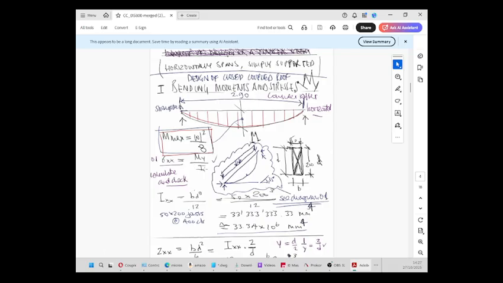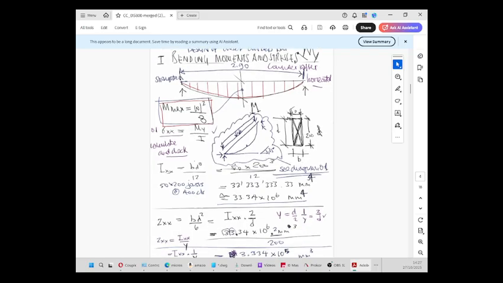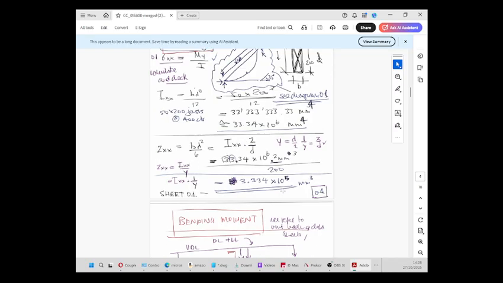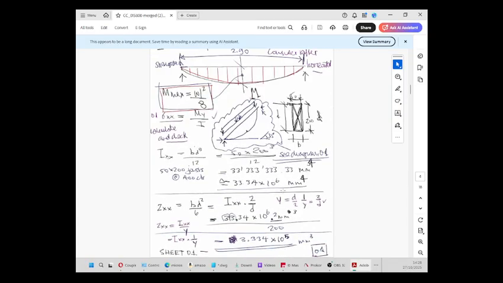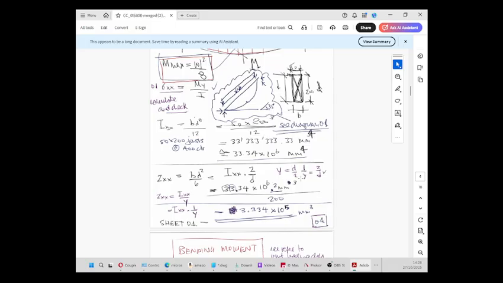Sigma x equals My divided by I, and the rafters are 50 by 200. So Ix equals bd cubed over 12, 50 times 200 to the power of 3 divided by 12, see diagram 1, that's this one. So 50 times 200 joists at 400 centres, the Ixx equals 33,333,333.33, 33.34 times 10 to the power 6 millimetres to the power 4.